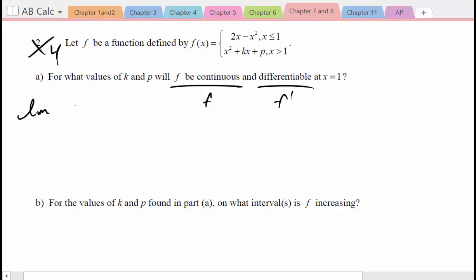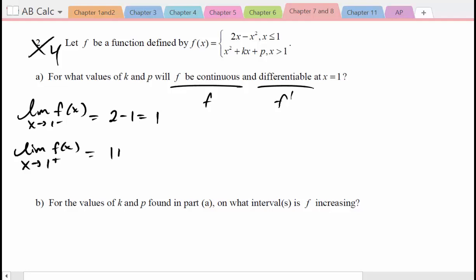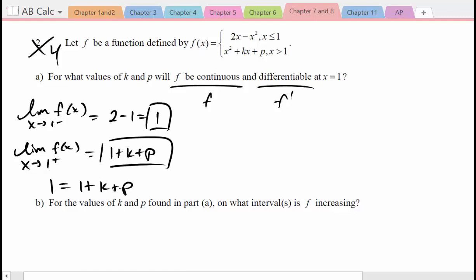So we'll start by saying the limit of f of x as x approaches 1 from the left. Now the reason I'm choosing 1 is because that's where they overlap. That equals 2 minus 1, which equals 1. The limit of f of x as x approaches 1 from the right would be 1 plus k plus p. And for continuity, these two must be equal to each other. So we know 1 equals 1 plus k plus p.